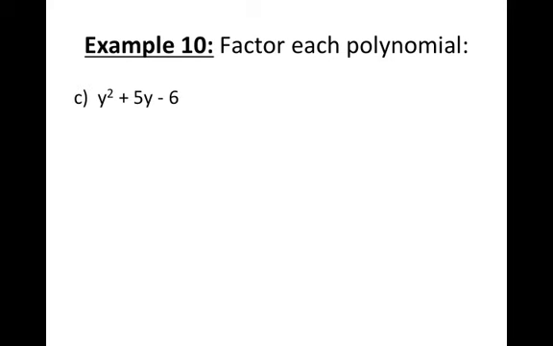Now we've got y squared plus 5y minus 6. So we want numbers that multiply to be negative 6 and add to be positive 5. So positive 6, negative 1. I'm going to let the next one be a problem to try on your own, so go ahead and pause the video and come back to this. This should be really familiar to you.